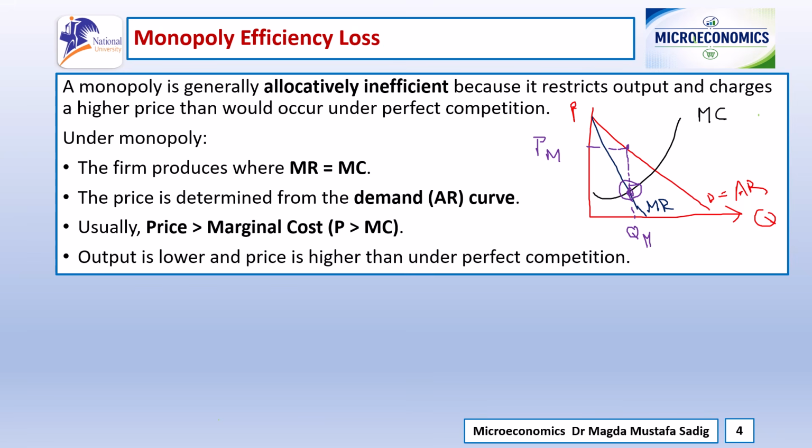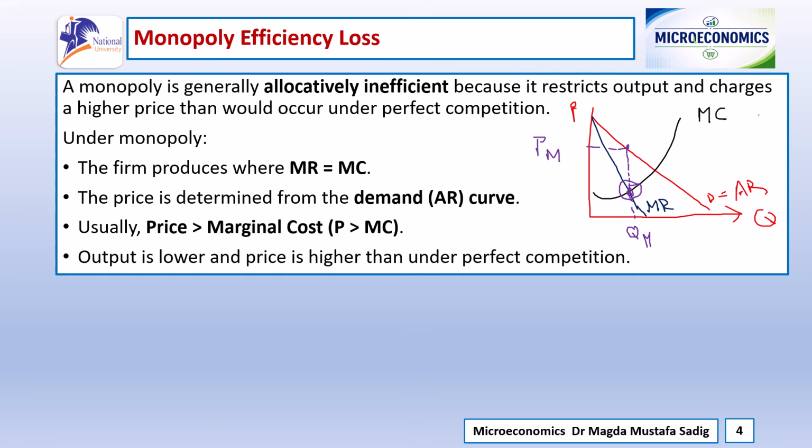Under perfect competition, the price is equal to marginal cost at the competitive equilibrium. But under monopoly, the firm generally produces less output and charges a higher price. Therefore, monopoly output is lower and monopoly price is higher. Because output is lower and price is higher, the allocation of resources is generally not considered allocatively efficient. And this is why monopoly can create an efficiency loss.